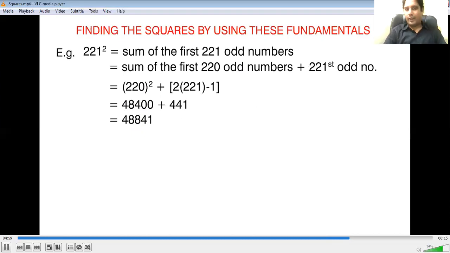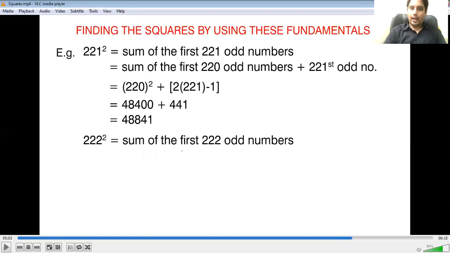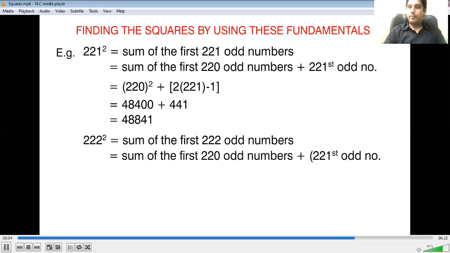Now, if we need to find out the square of 222, again it will be written as the sum of the first 222 odd numbers. This will be further written as the sum of the first 220 odd numbers plus the 221st odd number plus the 222nd odd number. Now friends, we have two consecutive positioned odd numbers here, the 221st odd number and the 222nd odd number. So we'll apply the formula 4n for this.